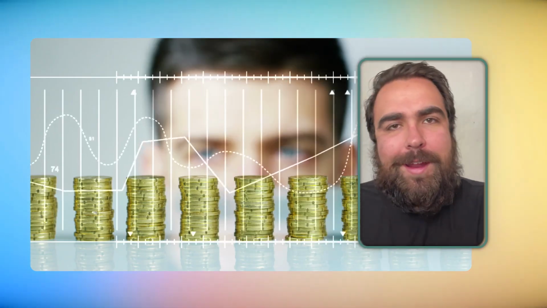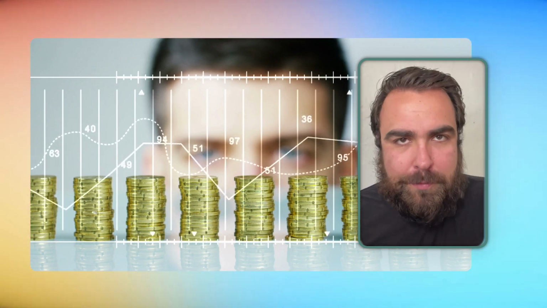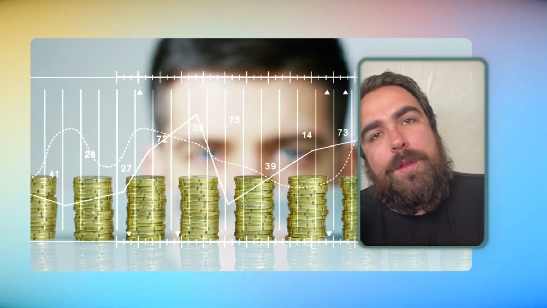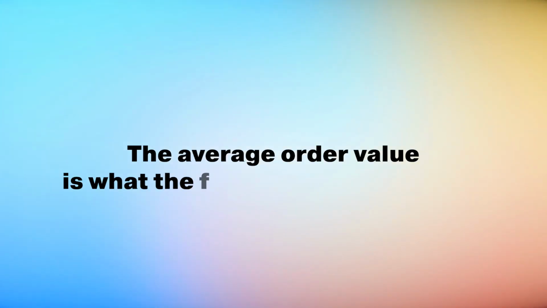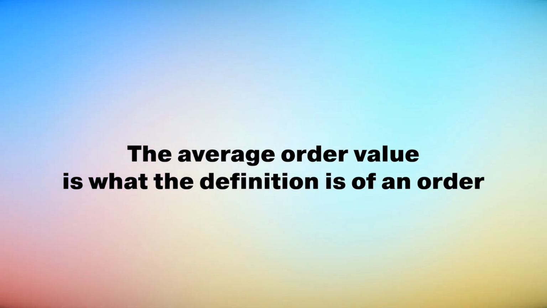From the other side of the aisle, we now have the financial perspective. And this is where you might end up with a new metric. The average order value is what the definition is of an order.